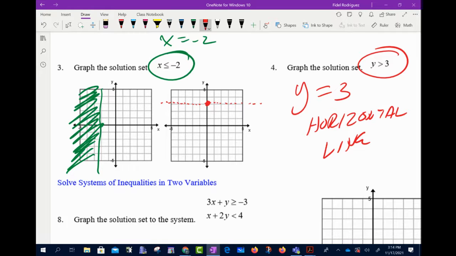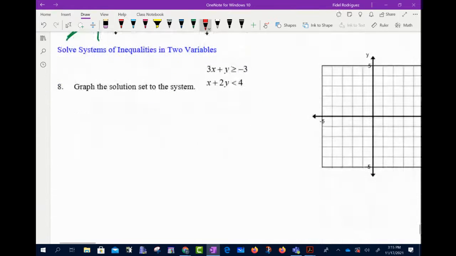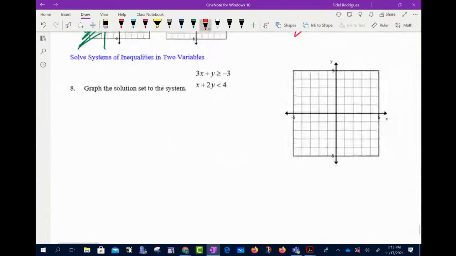Okay. And then look at the inequality. y is bigger than 3. Would that be above or below? Above. So we're going to shade above. And you got it. Take it away. Okay. So now let me scroll to the next couple of problems that we got here.